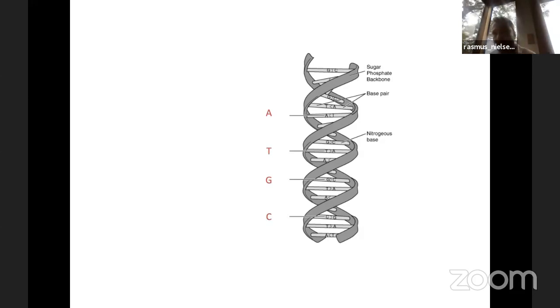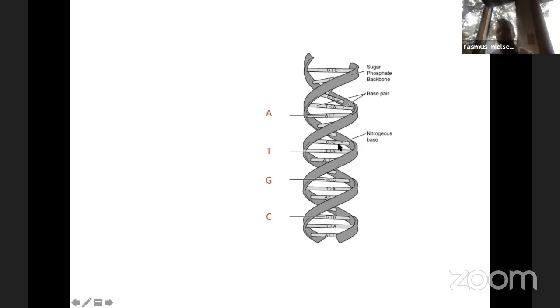G pairs with C, A pairs with T. And the genetic code, when we're talking about that, is a linear sequence, an ordering of A, T, G, and C. Okay, the human genome has a total, for all 22 chromosomes plus the 2 sex chromosomes, of about 3 billion base pairs like this. So a base pair is, for example, an A that is paired up here with a T, or a G that's paired up here with a C.